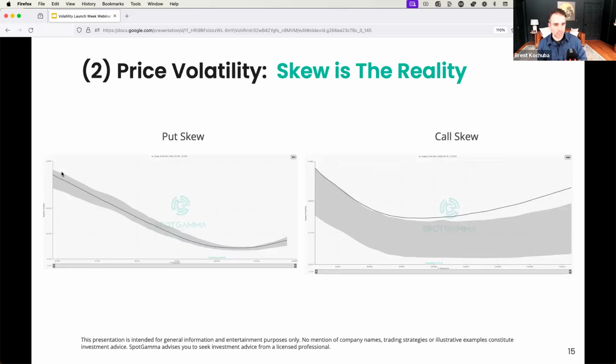Now, many of you have seen skew. It's been a very common term. We've been putting out a lot of tweets and videos and all sorts of stuff over the last couple of days, talking about the elevated call skews we're seeing. But what specifically is that?